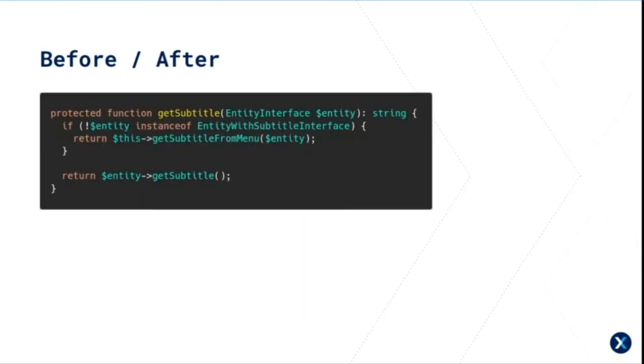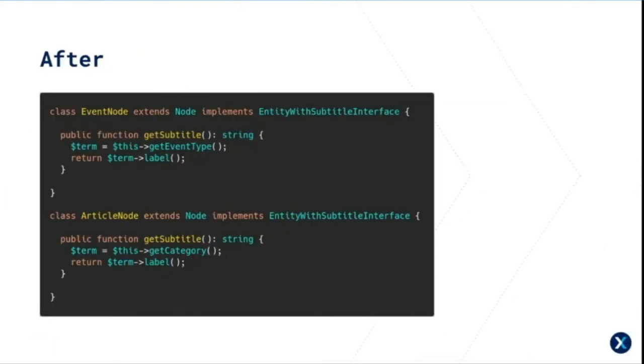So after we move the logic into bundle classes, basically we can check if the entity we're looking at implements our custom interface, which is EntityWithSubtitleInterface, or you can get creative with your naming. And if it does, we just call entity->getSubtitle(). So then our bundle classes would look something like this. Our event class will implement that EntityWithSubtitleInterface and provide the implementation for getSubtitle, where it calls another helper method here, which is getEventType. The article node does the same thing, but it calls getCategory.